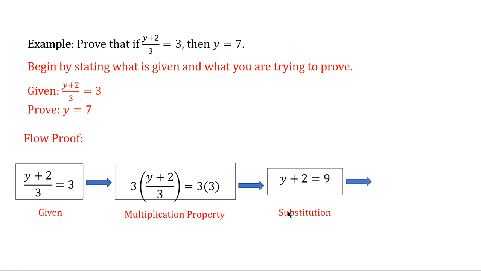Next up, we draw another arrow. And then we have y plus 2 equals 9. We can change it to y equals 7 because that's the subtraction property. We're going to subtract 2 from both sides, which would be our next step of the equation. So we've proven that from y plus 2 divided by 3 equals 3, y has to equal 7. Does that make sense?